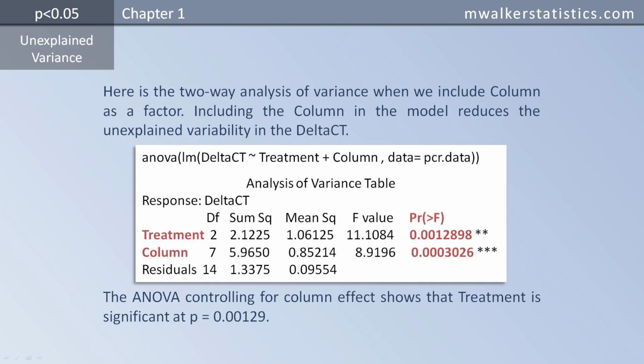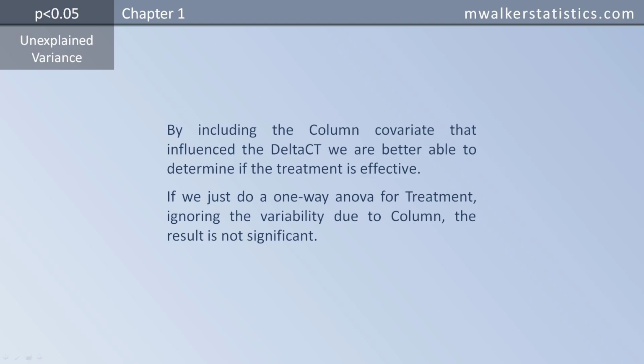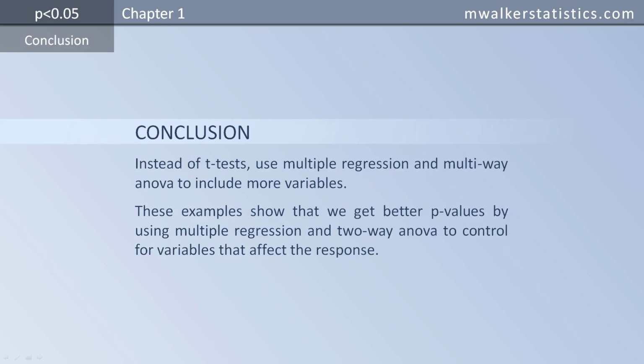Here is the two-way analysis of variance when we include column as a factor. Including the column in the model reduces the unexplained variability in the delta CT. The ANOVA controlling for column effect shows that treatment is significant at p equals 0.00129. By including the column covariate that influenced the delta CT, we are better able to determine if the treatment is effective. If we just do a one-way ANOVA for treatment, ignoring the variability due to column, the result is not significant.